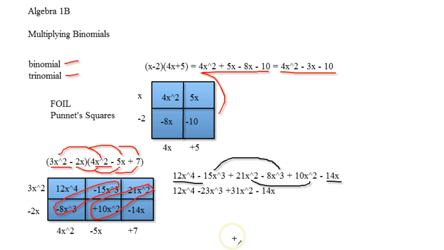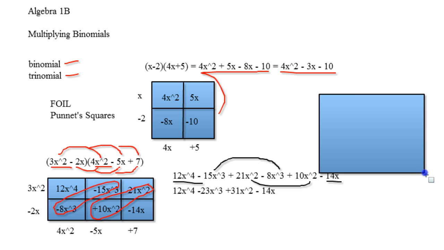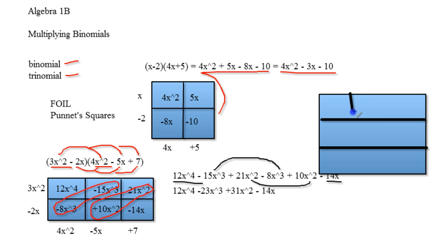So I'll talk to, oh, sorry. Before I end, if you were to do two trinomials, obviously you would have a bigger box, but you could still do it. You would just have a box that had 9 sections in it. Okay? And so it would look something like this. So you would actually have 9 terms in there.